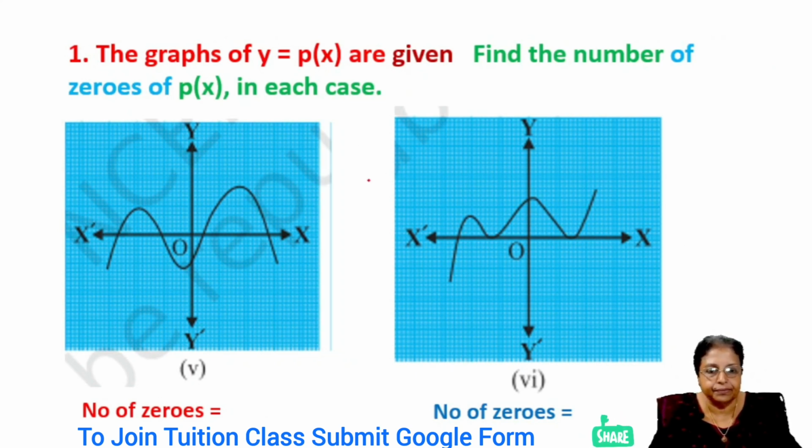See. This is the graph of y equal to p of x. This graph, this curve, is it? This curve is the graph of y equal to p of x. Then we want to find the number of zeros. So zeros are the x-coordinates of the intersecting points with the x-axis, is it? So this is one intersecting point. This is another one. This is another one. This is another one. So how many intersecting points are here? 1, 2, 3, 4. So how many zeros are there? 4 zeros. Okay. So 4 zeros are there.